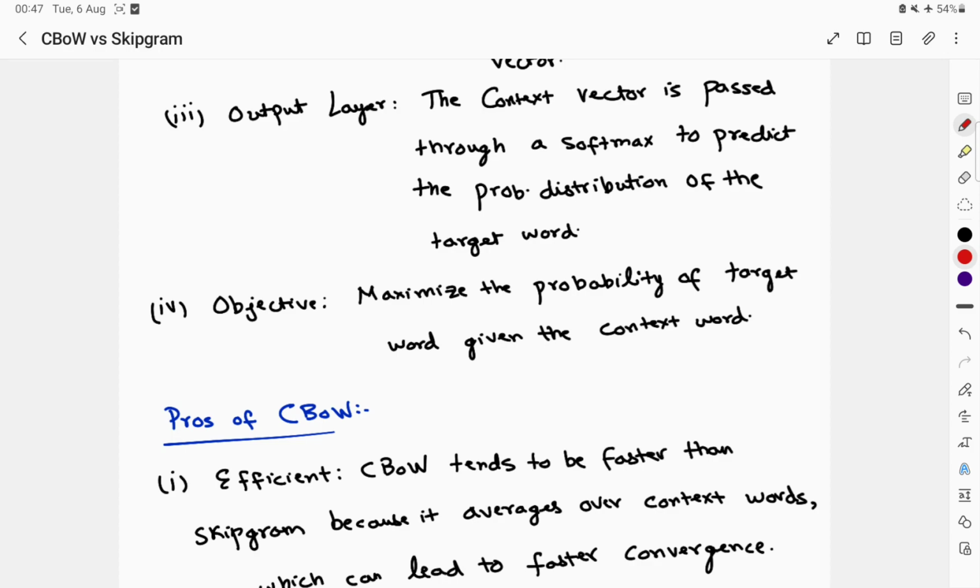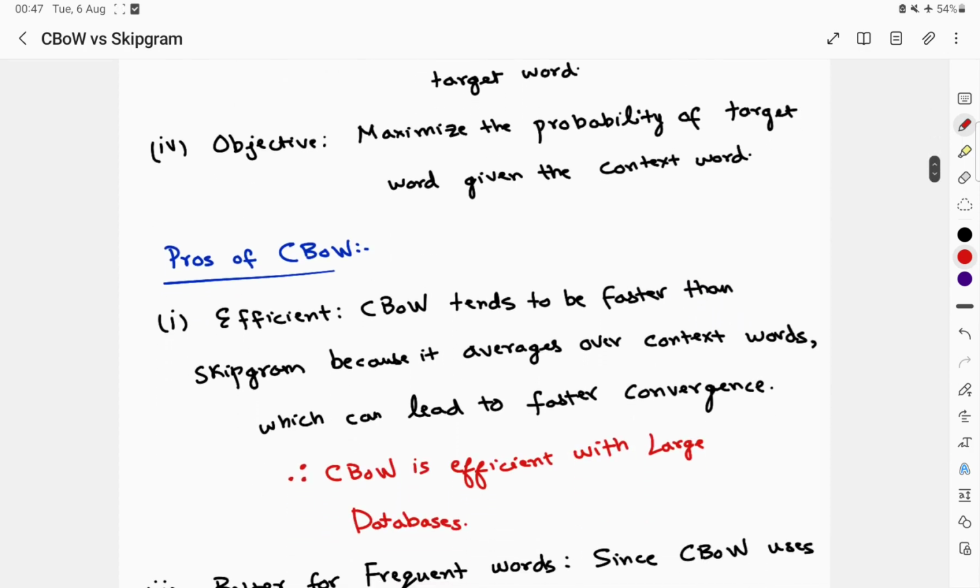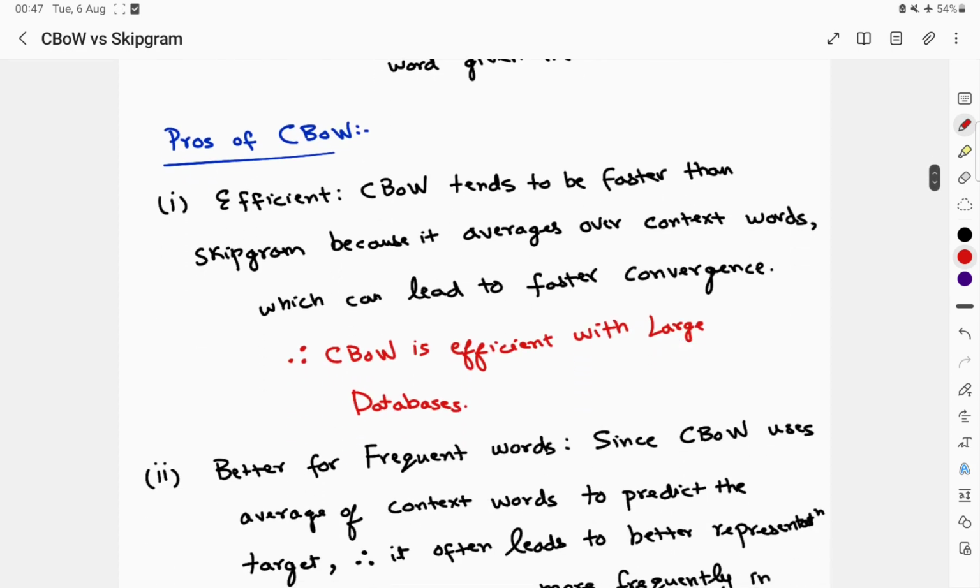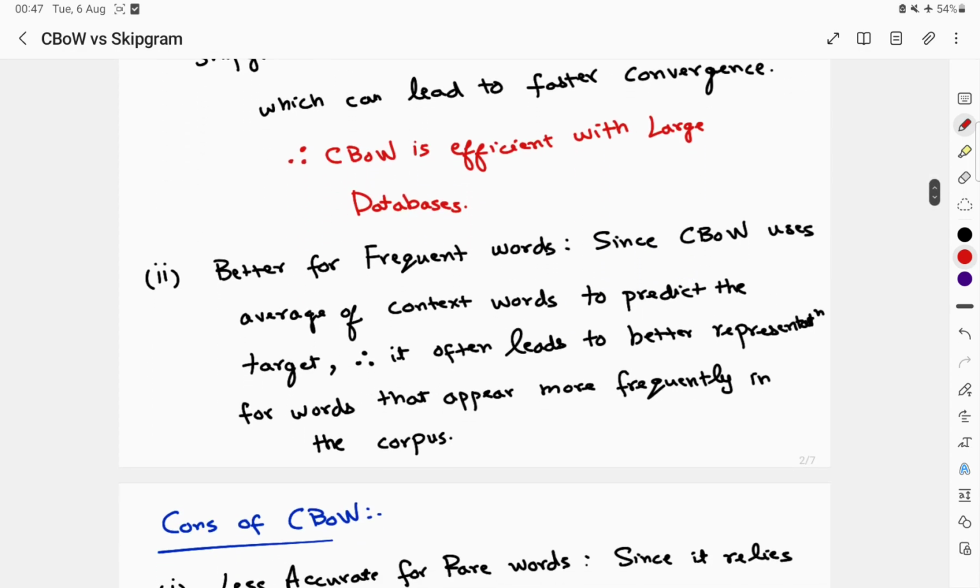Now there are certain advantages of the CBOW method. The first one is that it's very efficient. CBOW tends to be really faster when compared to Skipgram. We will talk about Skipgram subsequently, but CBOW tends to be significantly faster than Skipgram because it simply averages over the context words, which can lead to a faster convergence, and therefore CBOW is very efficient when you want to use it with large data sets, right? The second advantage is that it is much better for frequent words.